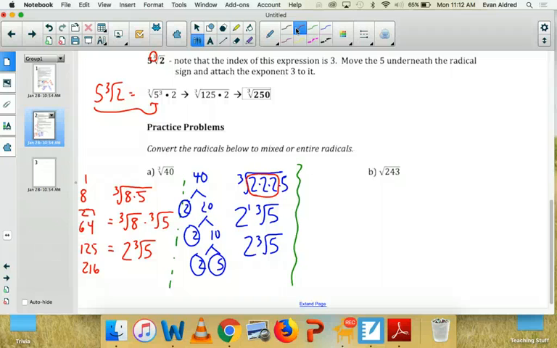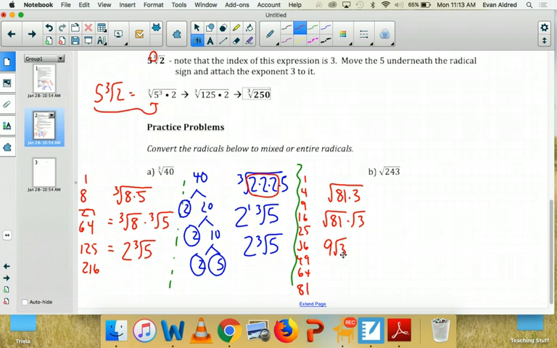So maybe mentally, you can quickly identify the biggest perfect square that will divide into 243. And I'll stop at 81 because that's going to be the answer. 81 is the biggest perfect square that divides into 243. And if you can see that mentally, then you can just write it as 81 multiplied by 3, which is the same as square root of 81 multiplied by square root of 3, which gives us a final answer of 9 root 3.